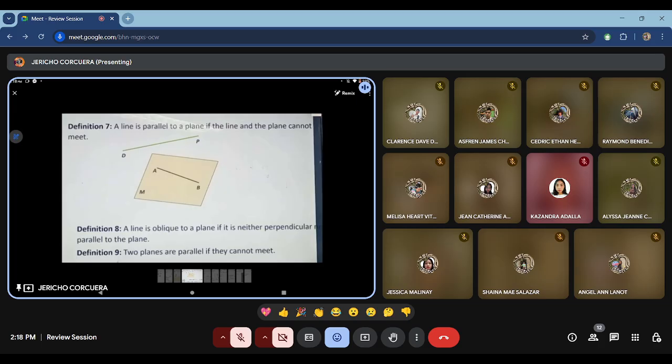Kasi nga, pinagtagpo sila pero di tinadhana. Hindi, joke lang guys. Joke lang yun guys. We're not talking about love here. We're talking about solids here.